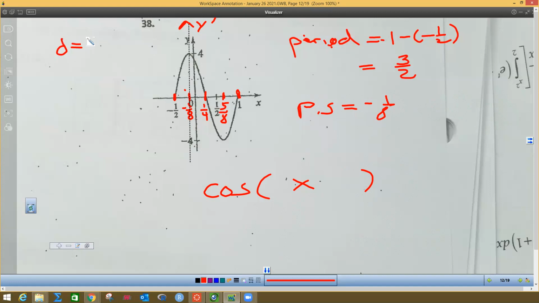D is the max. I don't know if she told you this or not. I don't know what she told you. It's the max plus the min divided by 2. So d is going to equal 4 plus negative 4 divided by 2, which is 0 over 2. And 0 divided by any number is 0. 0 divided by 0 is not 0. That's indeterminate. It's called an indeterminate. We learn how to deal with those more in calculus.